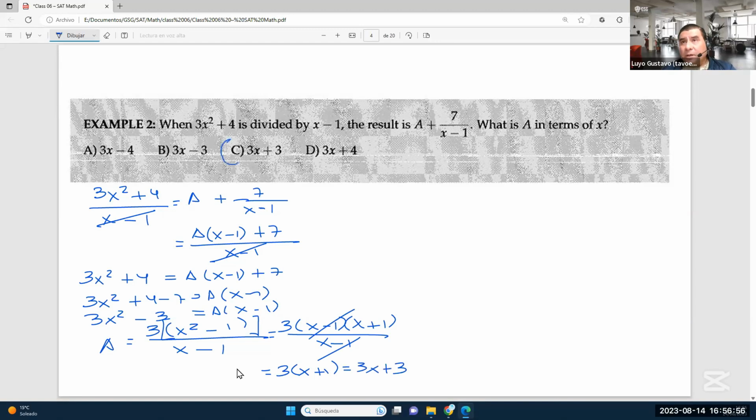And that's it, option C. All right, that's one way. It's a little kind of long, you know.